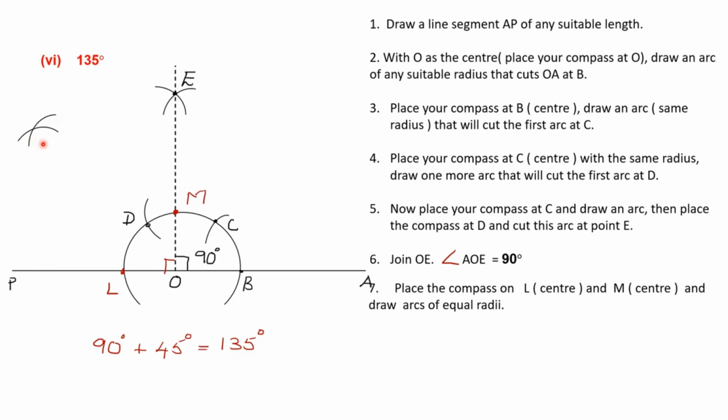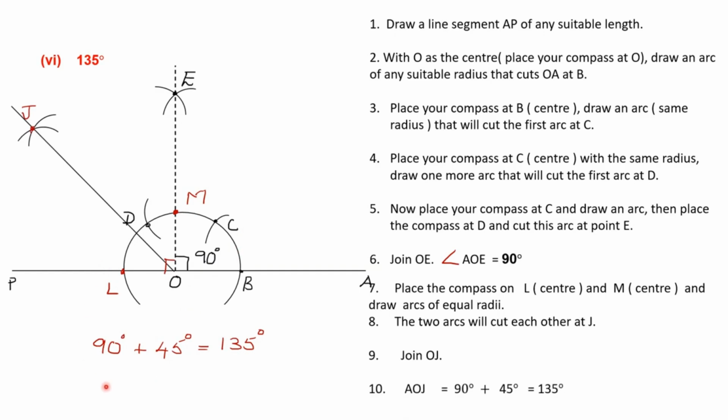And how did we get that? By placing a compass on M and placing a compass on L, we got this. Now we are going to name this point where the two arcs meet as point J. Now, join OJ. We have O here and J here. Join OJ. So let's join that. So we have joined and we've got a line.